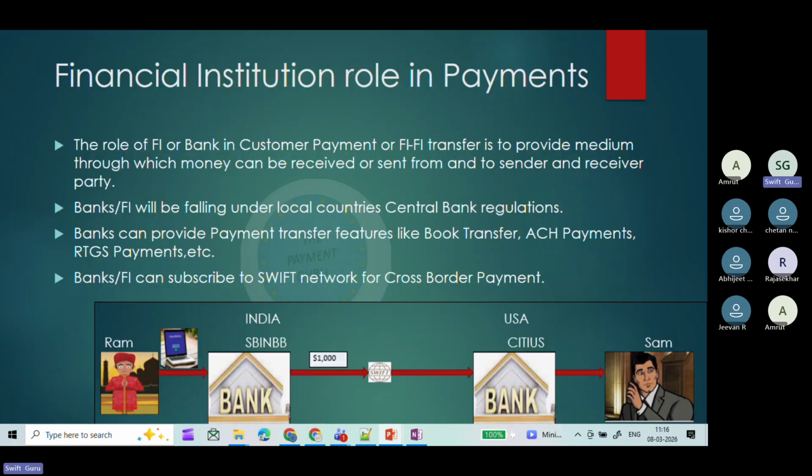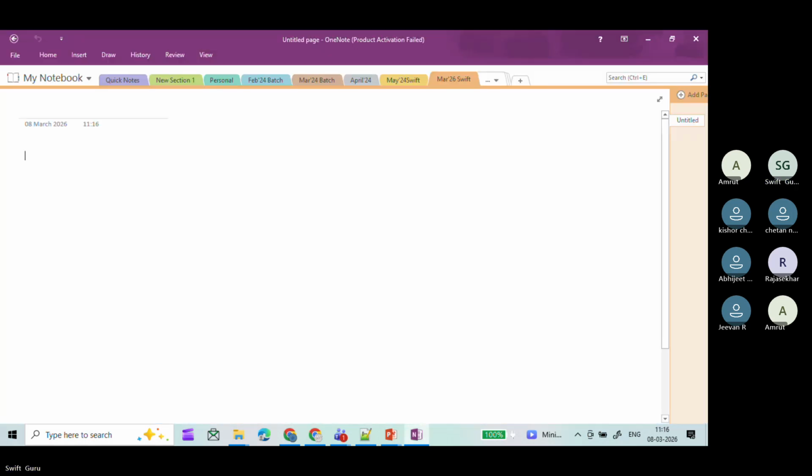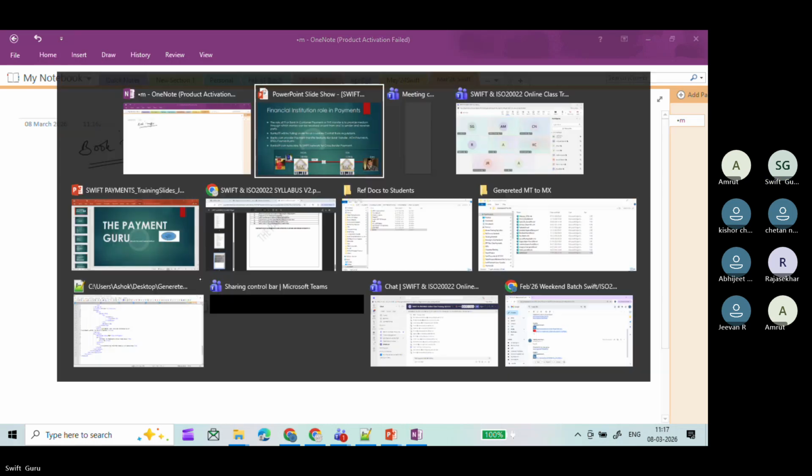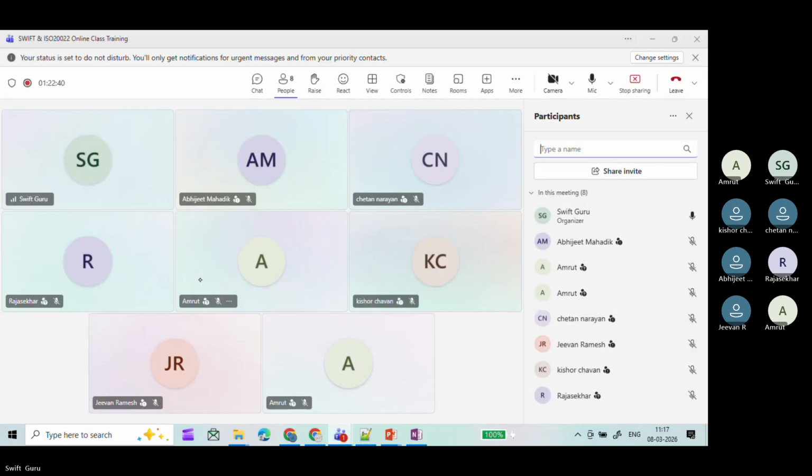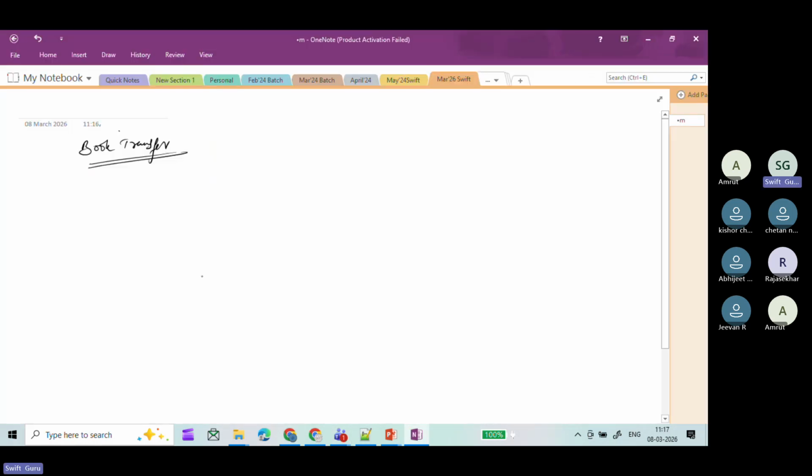Okay, so I was just discussing this book transfer, right? Nobody asked about this. What is a book transfer? Let me explain what exactly book transfer means. Who has knowledge about this book transfer? Can anybody give it a try? All right, no problem. So what is a book transfer basically?